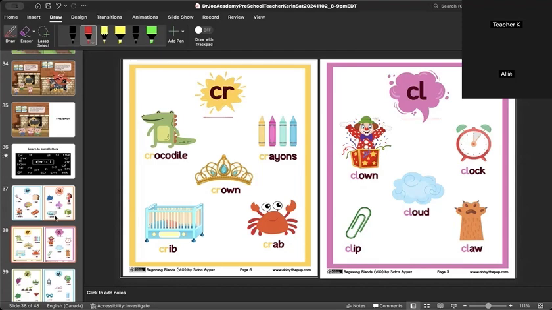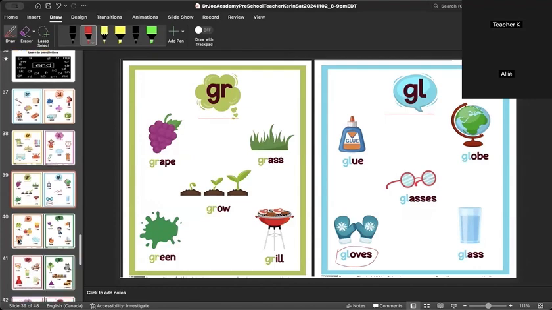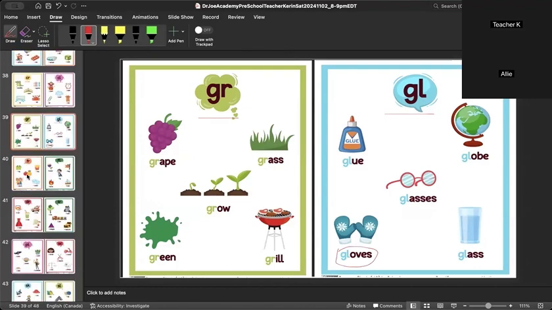Yes, perfect. And the next one. Gr. Grape, grass, grow, green, grill. Perfect. And this one? Gl, gl, gl. Blue, glasses, globe, gloves, and glass. This is gloves. Gloves, not glasses. Perfect. You're doing a wonderful job.